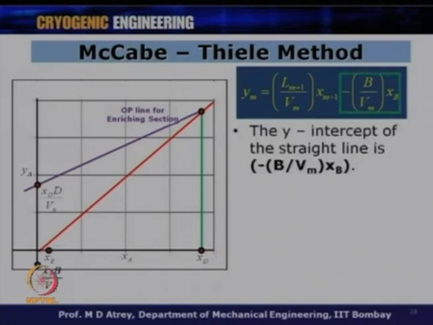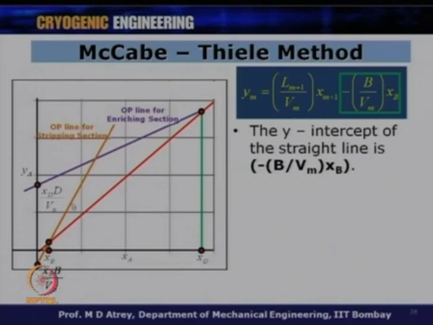So, the other point is going to be the Y intercept, which is minus B by Vm into Xb. This is this. So, one point is going to be here, the other point is going to be here, and I am just going to draw this point. So, this is my one point, another point is this. If I draw a line between these two, I will get the operating line for the enriching section, and this is my operating line for enriching.